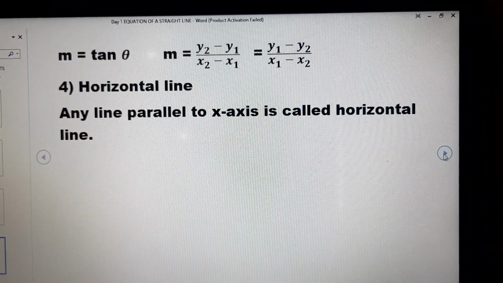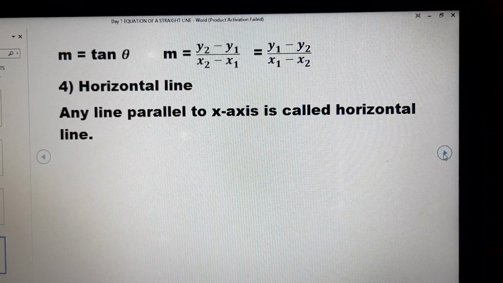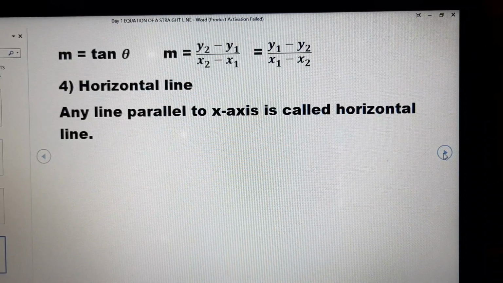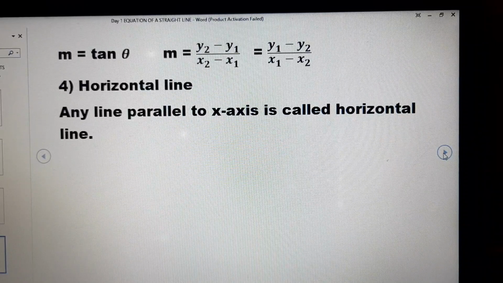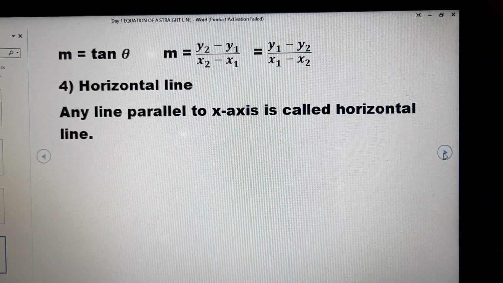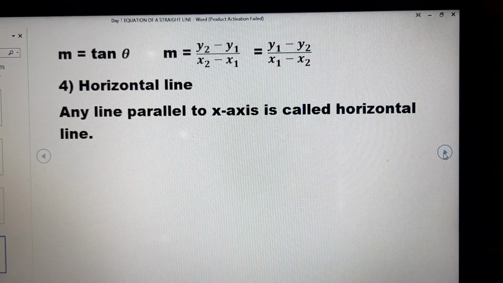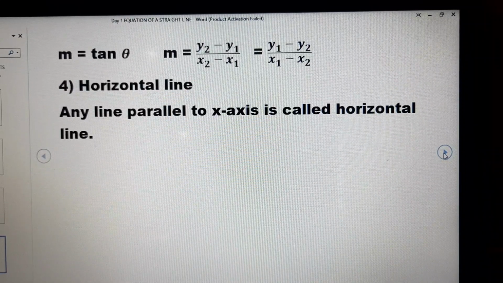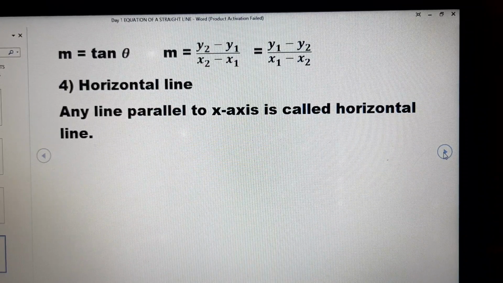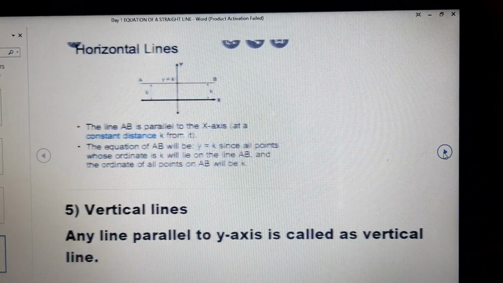Now we should know which types of lines there will be. There will be 3 types of lines. One is the horizontal line, second is the vertical line, and the third is the oblique line, which we will generally be using in this chapter. So horizontal line: any line which is parallel to the x-axis is called a horizontal line.